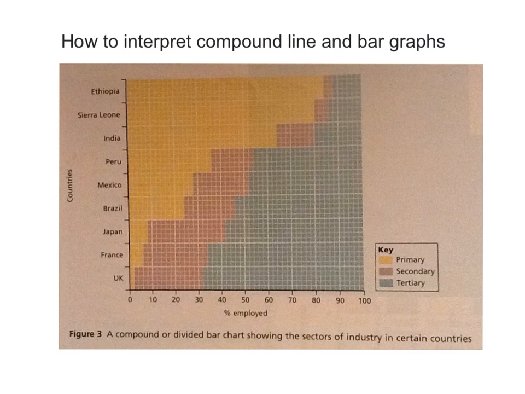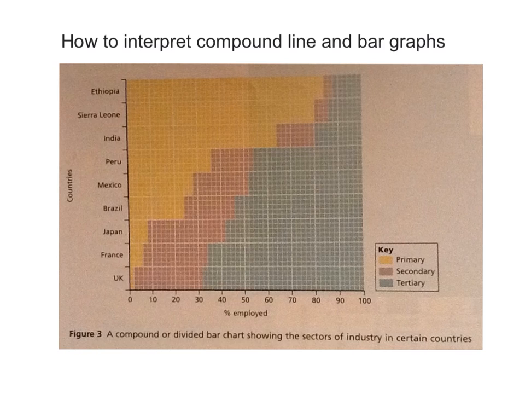How to interpret compound line and bar graphs and what the examiners are looking for. A compound bar graph here, we've got very simply countries along the y-axis, and on the x-axis the percentage of people employed in different sectors: primary, secondary and tertiary. A compound just basically means that the bars are stacked and they can be on top or side by side, as in this case.